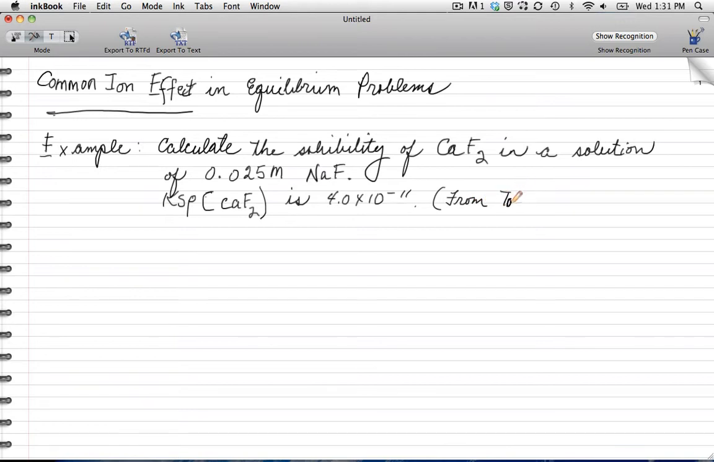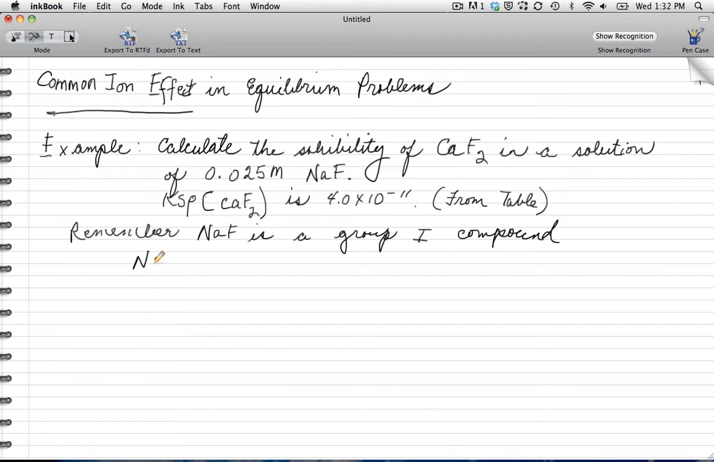Anyway, let's look up the Ksp of calcium fluoride, and I just looked it up in the table. You can look it up in the table too. Nobody knows these things unless they measured them. As I said, they measured them during the last Great Depression. So 4 times 10 to the minus 11 is the equilibrium constant for this, and since it's a solid, it's called a Ksp, a solubility product.